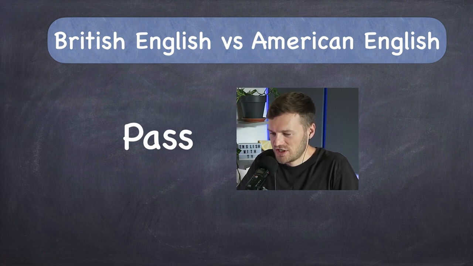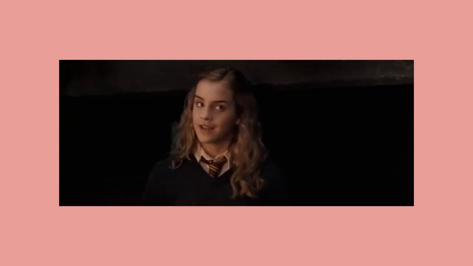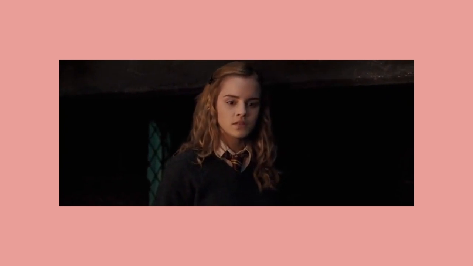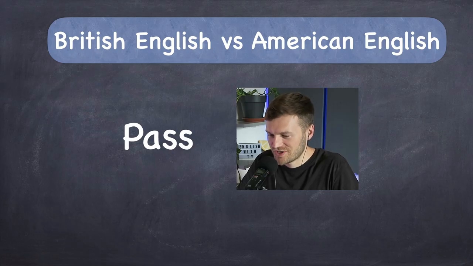The next word is spelled P-A-S-S. In British English, it would be pronounced with an R-like vowel, and in American English, with an A sound. So pass and pass. Here's an example for you for the British English pronunciation. We're not learning how to pass our owls. And here's an example of the American pronunciation.